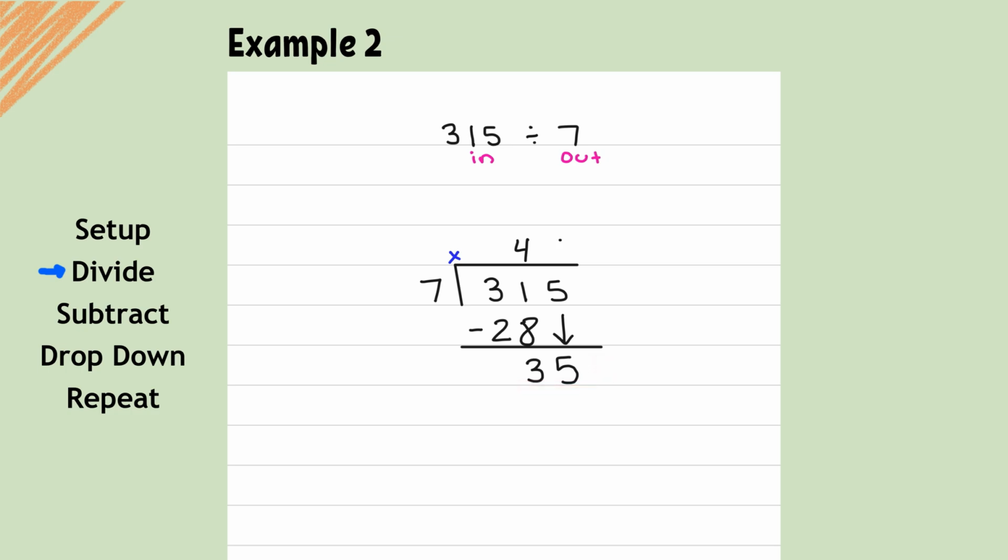The answer is going to be 5. 7 times 5 is 35. So we're going to subtract 35 and we're going to get 0. Now I know I'm done with my problem because I have 0 and I used all of my numbers already. So therefore, my quotient, aka my final answer, is 45.